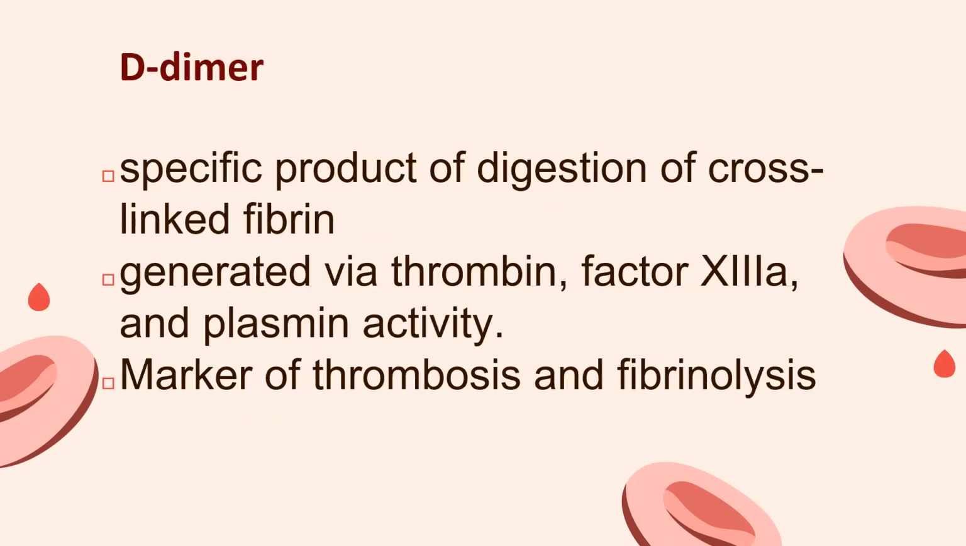Okay? So D dimer, so this is a specific product of digestion of cross-linked fibrin generated via thrombin and factor 13A and plasmin activity. So this is the marker of thrombosis and fibrinolysis. Okay? So, to measure the fibrinolytic activity, ang mini-measure po natin is the D dimer.